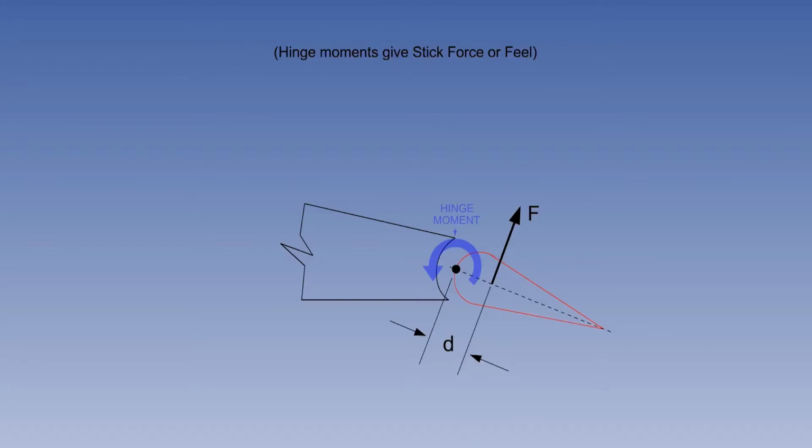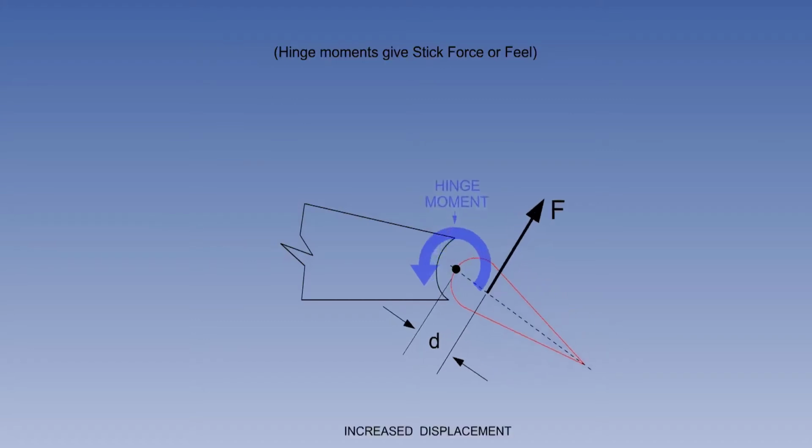acting. The product of the aerodynamic force and the distance from the hinge line to the centre of pressure of the control is called the hinge moment. It is the hinge moment the pilot must oppose to make and hold the required control deflection. The pilot refers to the hinge moment as stick force or feel.